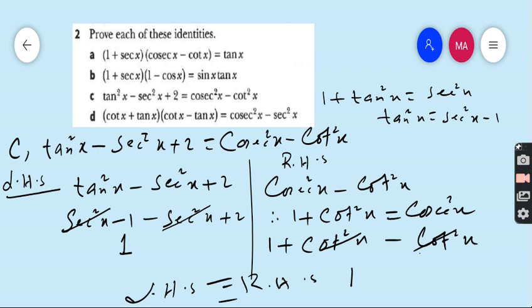What I told you, that sometimes we are unable to achieve the result. I mean, sometimes when we take the left hand side, we cannot convert it into the right hand side directly. But for those questions, we will take both sides one by one and find the final answer. If we achieve 1 is equal to 1, then it would say that both sides are equal. Left hand side is equal to right hand side. Hope you understand. Come to part D.